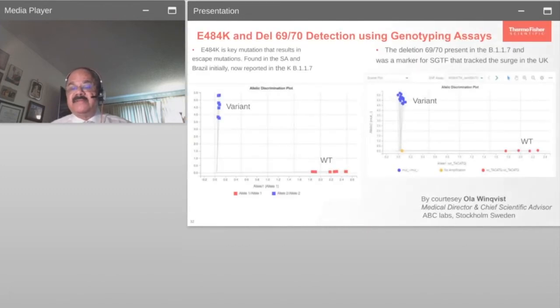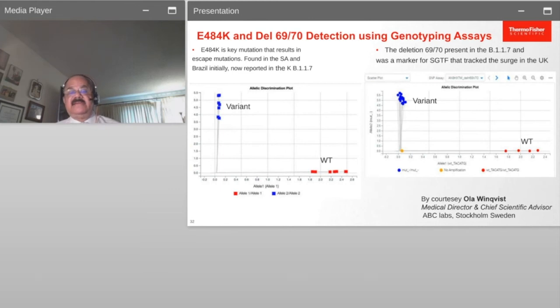What you see on the next slide is just a little bit of data in here. So if you're testing, this is data from assays looking at E484K and the deletion 6970 with genotyping assays. If you look at it, the variant comes up in one axis of the cluster plot. The wild type is on the other axis.